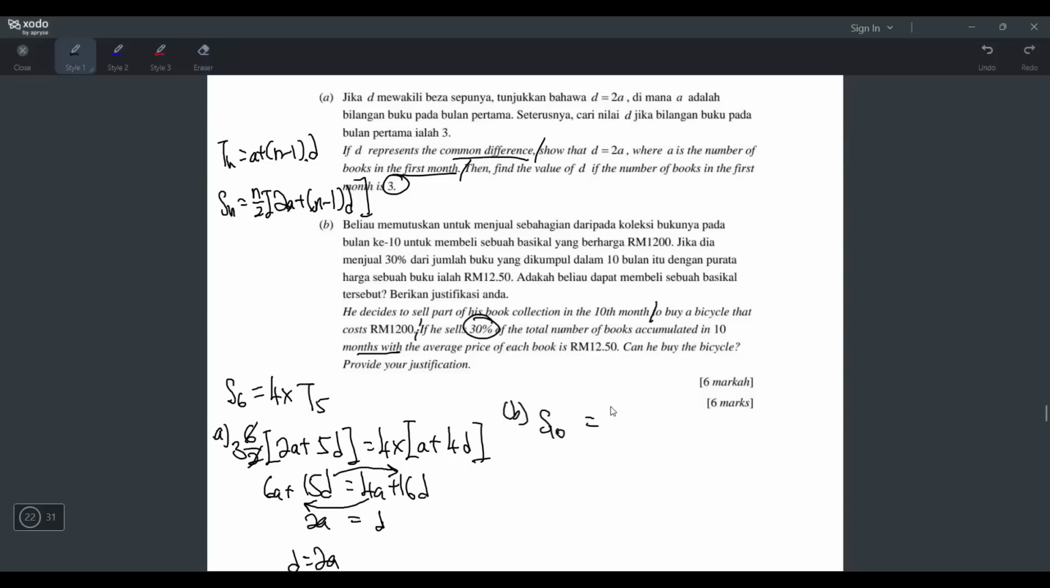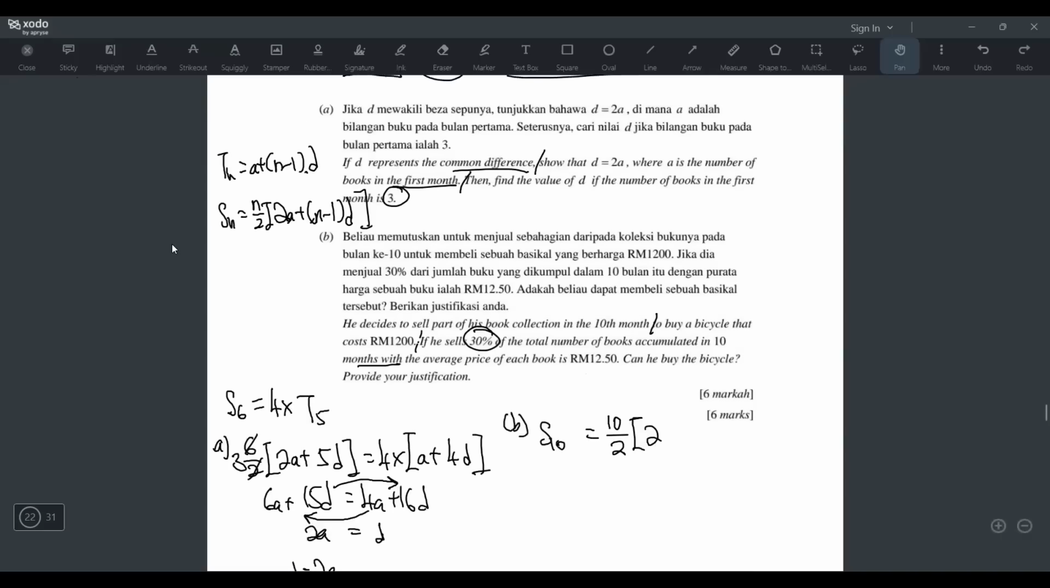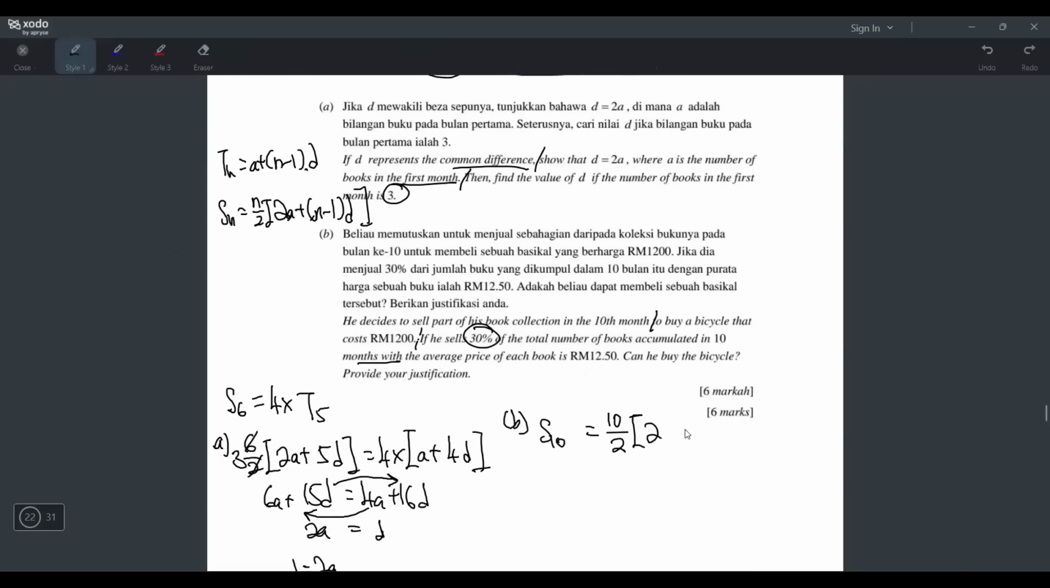Find S10 first. So the formula, same formula like I used just now lah. n over 2, 10 over 2, big bracket, 2a. This time you know the a already. What's the a? 3, right? They give here 2 times 3 plus n minus 1, which is 9, d is 6. If I press this, I'll get 5. 10 divided by 2 is 5. 2 times 3, 6. 6 plus 9 times 6, 6 plus 54, 60. Okay, 60 times 5 is 300.